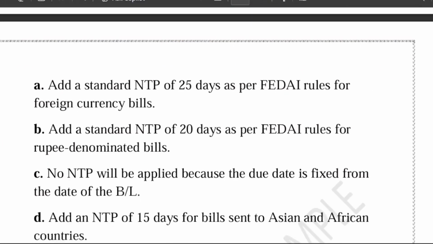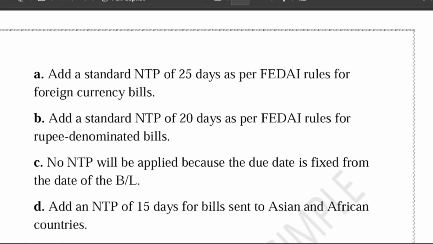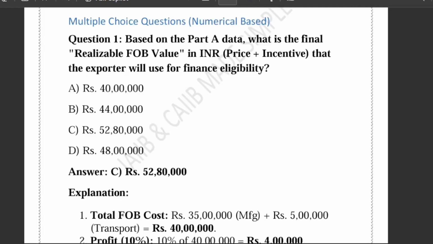Option A, add a standard NTP of 25 days as per FEDAI rule for foreign currency bill. Option B, add a standard NTP of 20 days as per FEDAI rule for rupee denominated bill. Option C, no NTP will be applied because the due date is fixed from the date of the bill of lading. Option D, add an NTP of 15 days for bills sent to Asian and African countries. Very good question. So the first option says add a standard NTP of 25 days, B, 20 days, C, no NTP, D, add 15 days. So what do you think? Please understand. It is a very conceptual question.